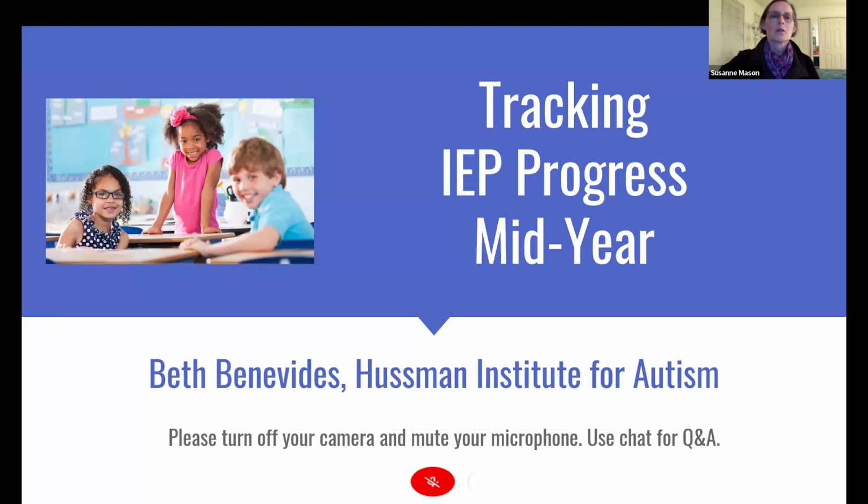Tonight, you're joining us for a webinar called Tracking IEP Progress Mid-Year. With quarter two completed and the end of the year not far away, it's time to grab your child's IEP and progress report and review how to track progress in 3 easy steps. Learn what to do if your child isn't making progress, and how to use the data to advocate for ESY, additional services, or compensatory education services.